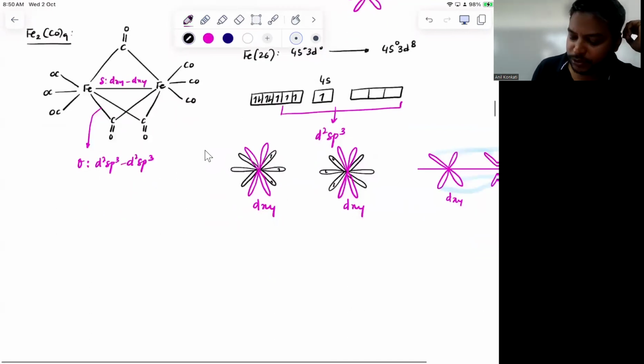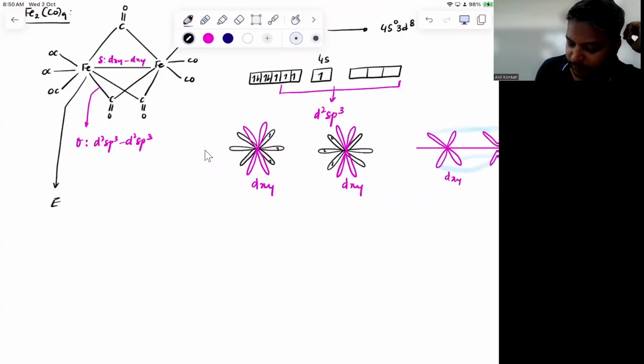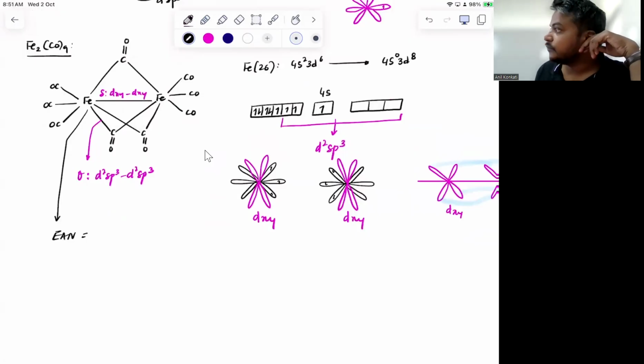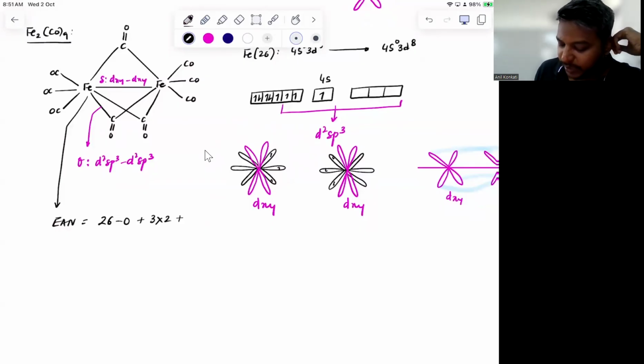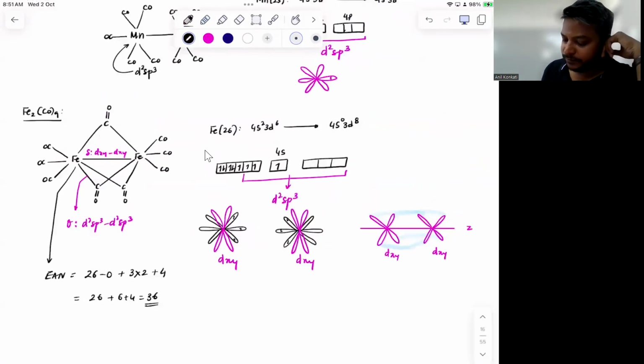Now check out the EAN value now. How much is the EAN value now, guys? 36. Now we have 26 minus 0 plus 3 into 2 plus how many unpaired electrons? 4 of them. So 26 plus 6 plus 4. So that makes it 36. So the EAN value for that is matching.